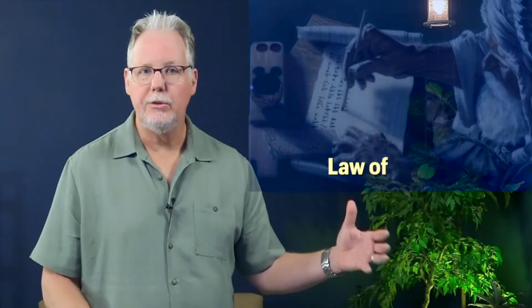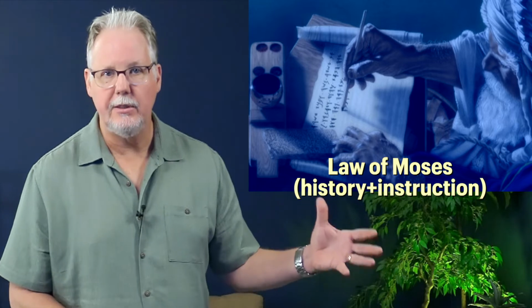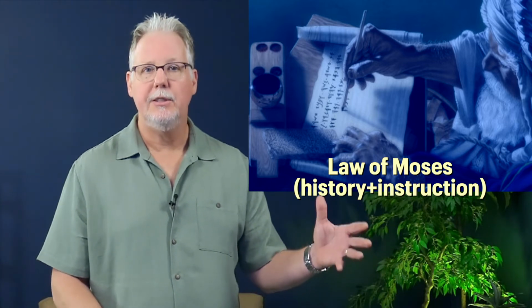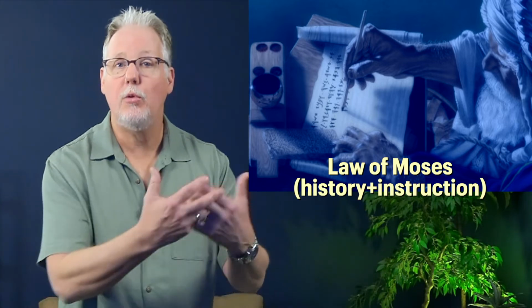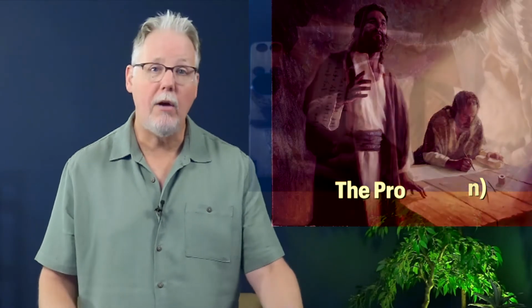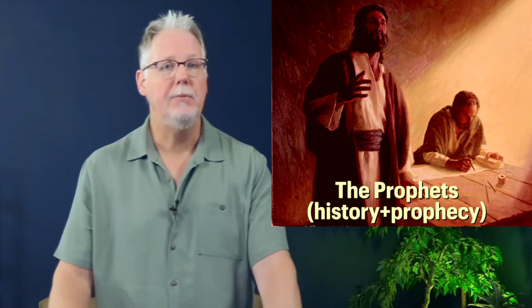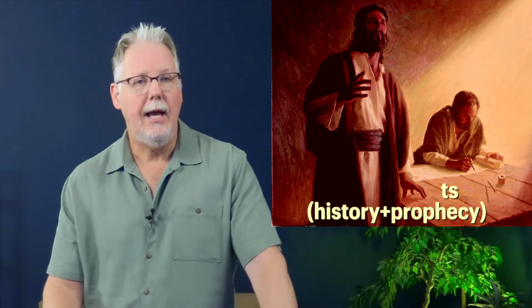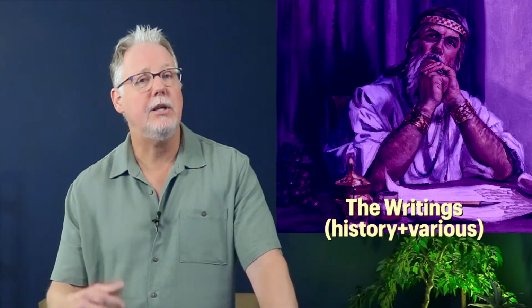Now, Gentry makes an important point concerning this threefold arrangement. He says each group contains history or a narrative, a historical narrative, plus another genre of text. Now, this is very important. In other words, the law of Moses, the first 5 books of Genesis, Exodus, Leviticus, Numbers and Deuteronomy, consist of history, historical narrative, plus instruction. So they give instructions. The prophets consist of history plus prophecy, and the writings consist of history plus other various writings.